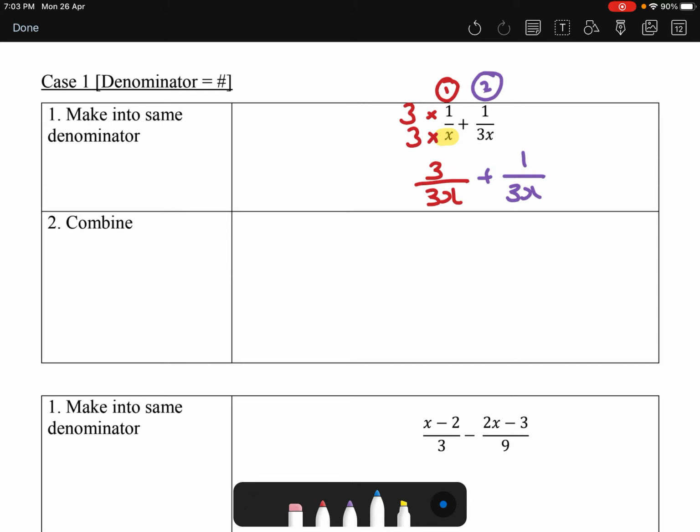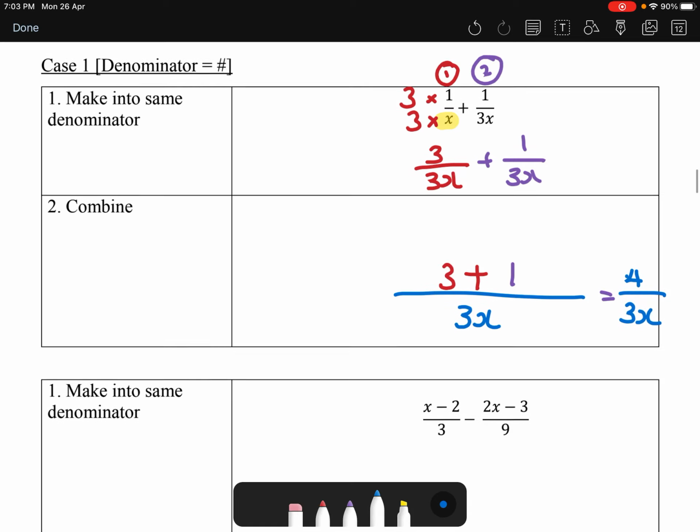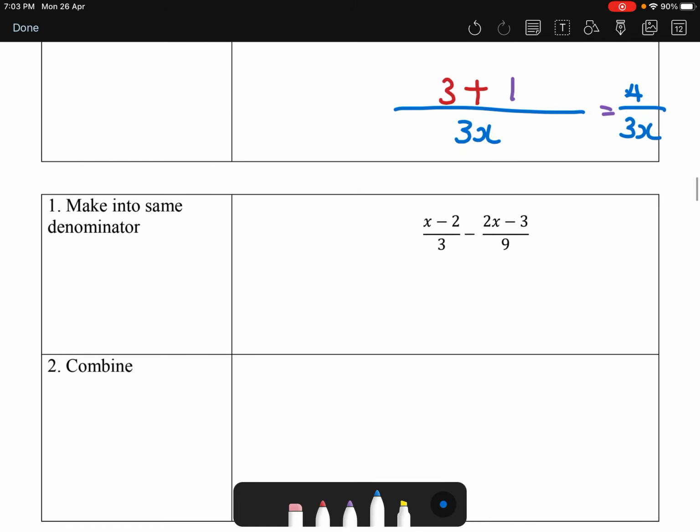So, draw a line, okay, 3x. For the top, just copy whatever you see: 3 plus 1. Then you just get 4, 3 plus 1 is 4, right? 4 over 3x. Yeah, so this is how you simplify this expression.